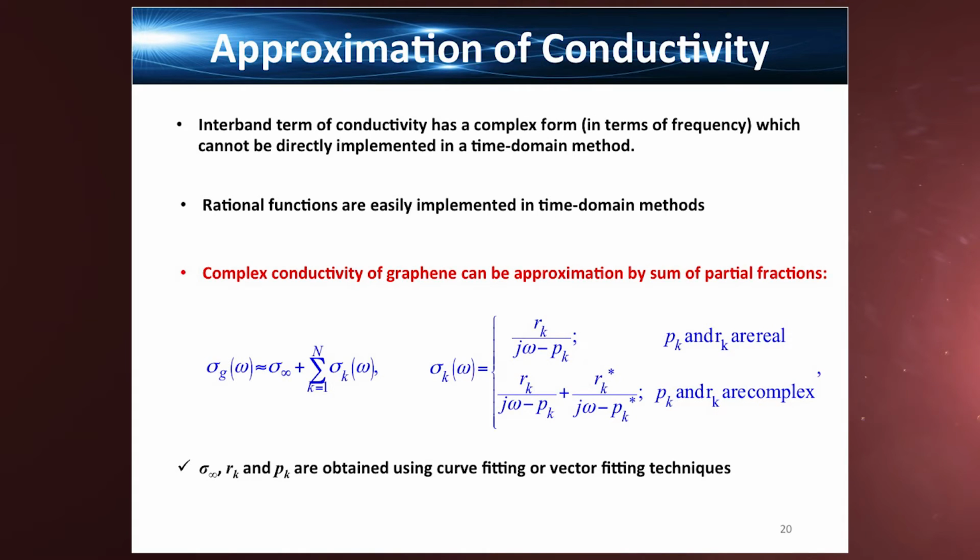The first one, as we have seen, is that the conductivity of graphene has a complex expression of frequency, and it cannot be directly implemented in a time domain method. But it is not a new problem. We have a similar problem, for example, for modeling of biological tissue, or, for example, metal at very high frequencies.